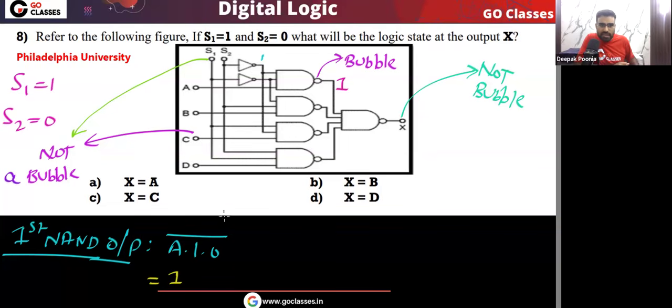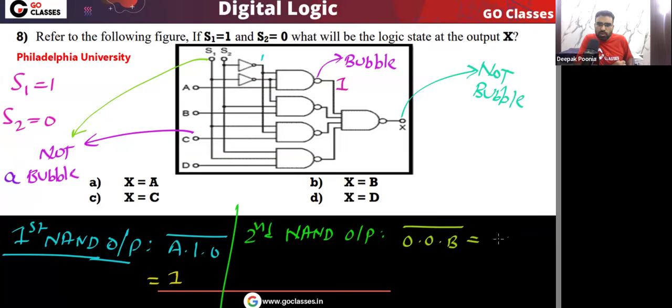Now let's see the second NAND gate output. In the second NAND gate, one input is B, another input is S2, and another input is S1 bar. S2 is going as it is, and the third input is S1 bar. S1 bar is 0, S2 is 0, and the other input is B. Then you do AND and then negation. That will become 0 bar, that is 1. So here also 1.